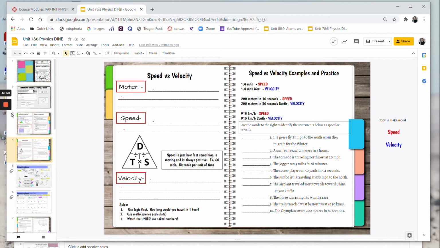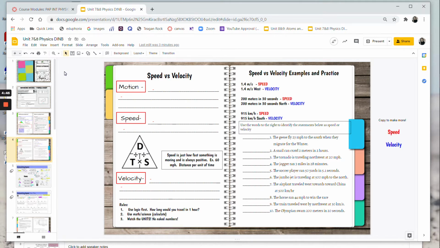All right, speed versus velocity. There is a difference in the two. It is not much, but there is a distinct difference between the two. Okay, so before we start talking about speed and velocity, let's talk about motion. Motion is a change in position.